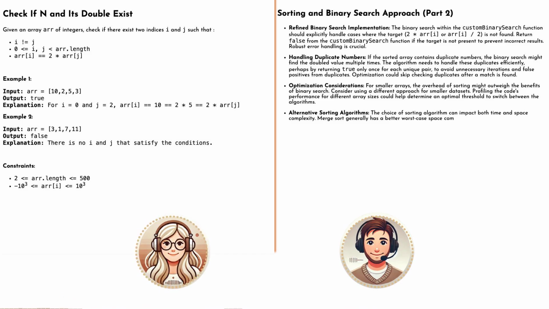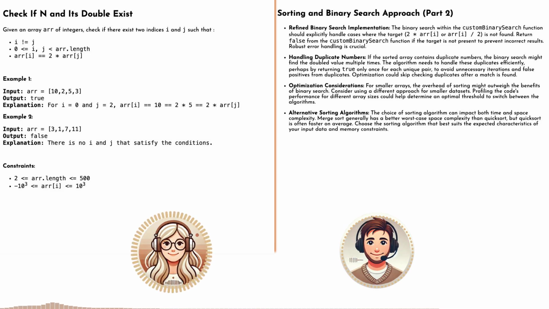Well, think about it. If the array is sorted, we can use binary search to very quickly check if the double of a number exists. I see. So we sort the array first, and then for each number we use binary search to see if we can find its double. You got it. This approach gives us a time complexity of, let me see, O of n log n. That's still pretty good, right? Definitely. Much better than brute force.